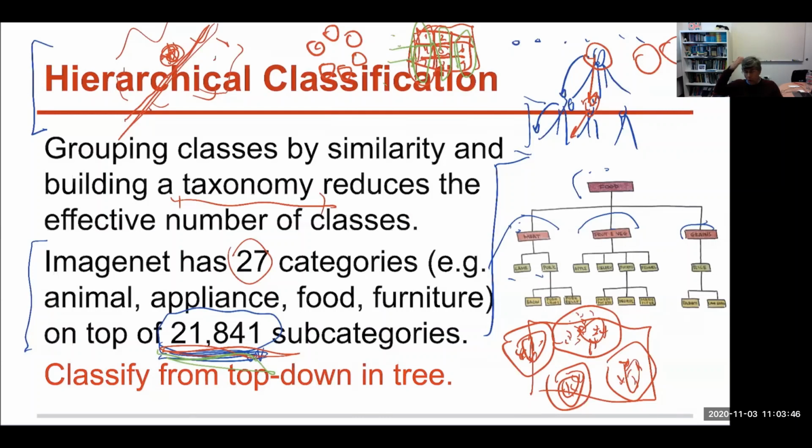And so this is why, when you have a large number of classes, I do believe hierarchies are a good thing. And as we've seen, there are different ways of building that. Okay, any questions?